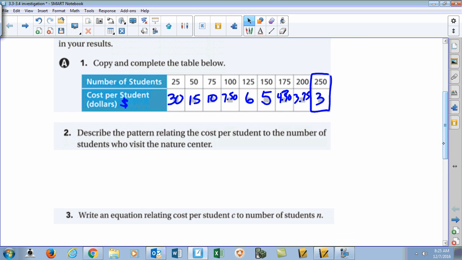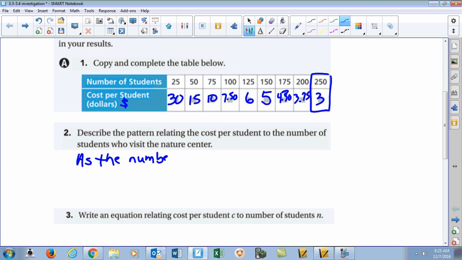So it says describe the pattern relating the cost per student to the number of students who visit the nature center. Let me start it for you and you can finish it. As the number of students increase, how can I finish that? As the number of students increase, what happens? Andrew. The cost decreases, okay?